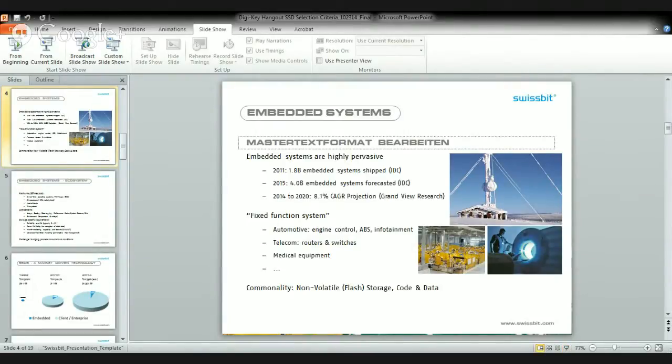Embedded systems are fixed function systems. They typically, in different applications, from automotive to telecom to medical equipment to gaming, digital signage, industrial controls, they touch many different areas. The commonality here is that they all require non-volatile flash storage, code, and data.